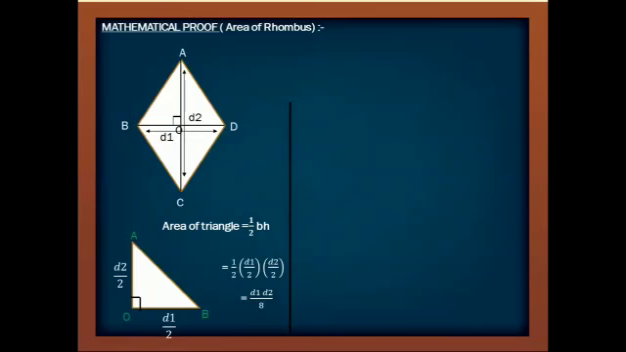We took only one triangle. Now we know that we have 4 right angle triangles. Therefore, area of a rhombus is 4 into area of right angle triangle, that is 4 into D1 into D2 by 8. Therefore, D1 into D2 by 2, that is half of the product of its diagonals.